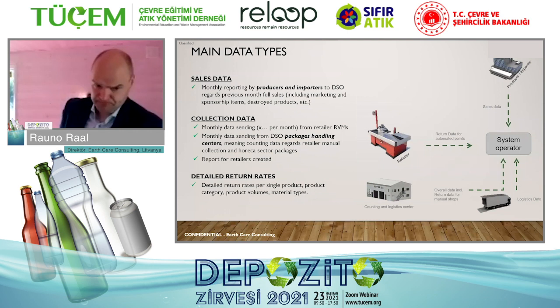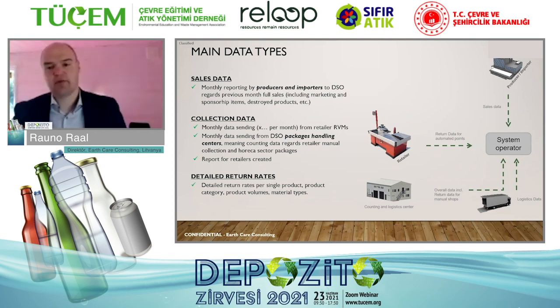If we talk about the main data sets in the DRS, then on one hand, clearly it's the sales data: monthly data coming from the producers and importers regarding all of the packages put on the market the previous month. So huge masses per each package, per each SKU, all of the quantities, etc. are recorded. And then on the other side, it's the collection data coming from the RVMs and also from the manual collections. The manual collection data comes from the package handling centers, where the packages are recounted for security reasons.